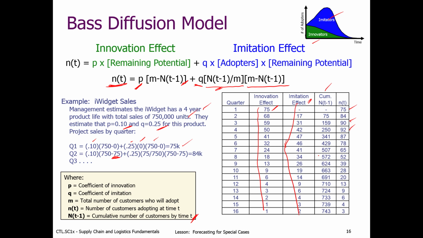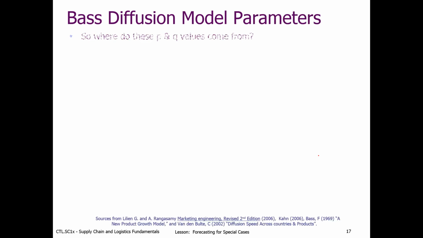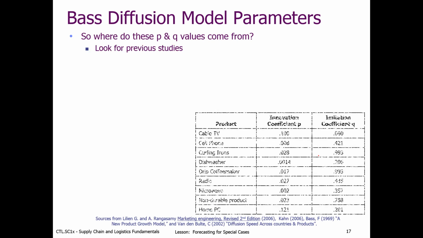But one of the first questions you're going to ask is, well, where did they come up with the P and the Q? Luckily, this has been studied for a number of years, and there's a lot of studies out there. People have looked at different technologies and how they've been adopted, and they've mapped and estimated what the P, the innovation coefficient, and the Q have been for different technologies. So the idea is you want to find something that's similar to the product that you're going to launch, and you might want to use those similar P's and Q's.